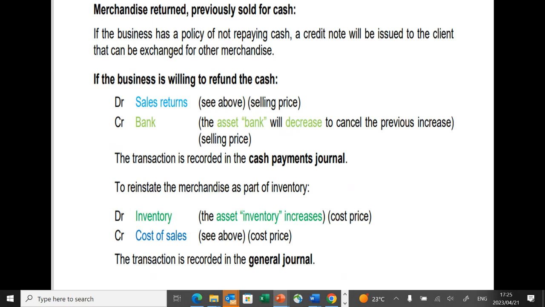Remember, bank is an asset. Asset decreases on the credit side. So if we issue out money, our bank is going down. So number two, to reinstate the merchandise as part of inventory, what are we going to do then? Because it has come back, we debit the inventory and we credit our cost of sales, which means our cost of sales are reducing on which side? On the credit side at a cost price. It's very important to remember. This only happens under what? Under the perpetual inventory system.